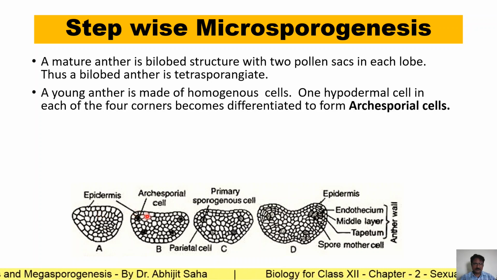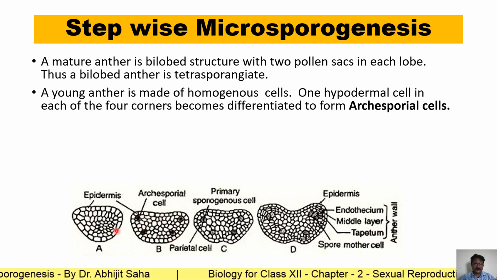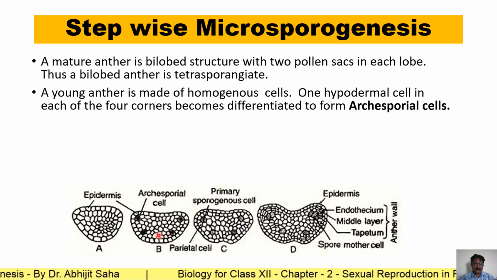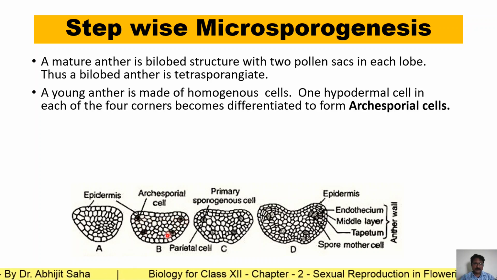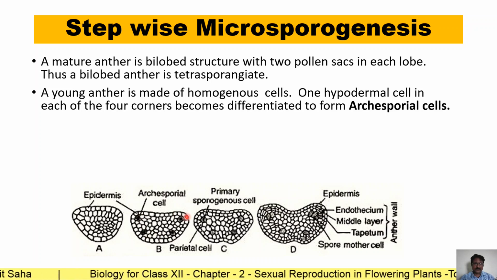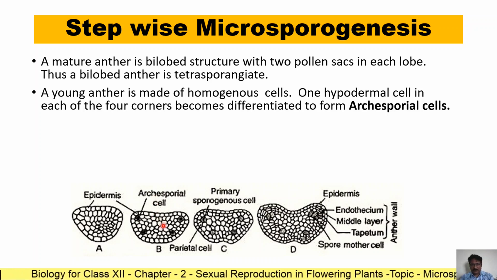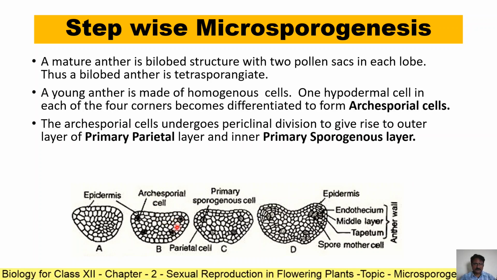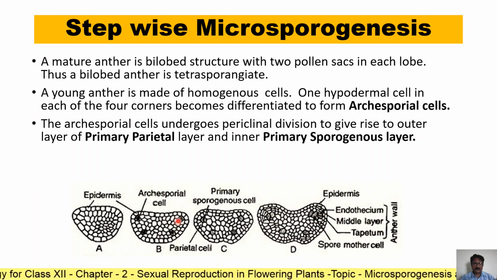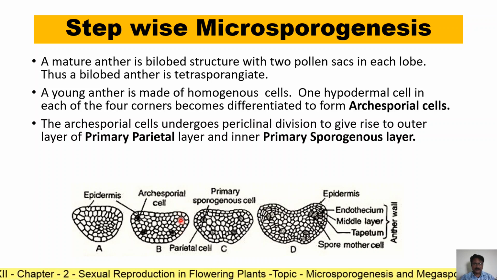Now in the next step, what happens? At the four corners of these homogeneous cells, one of the hypodermal cells in each corner is differentiated. The cell becomes larger in size with dense cytoplasm, and this cell is called the archesporial cell. This archesporial cell undergoes periclinal division and gives rise to one outer cell and one inner cell. The outer cell is called the primary parietal cell, and the inner cell is called the primary sporogenous cell.